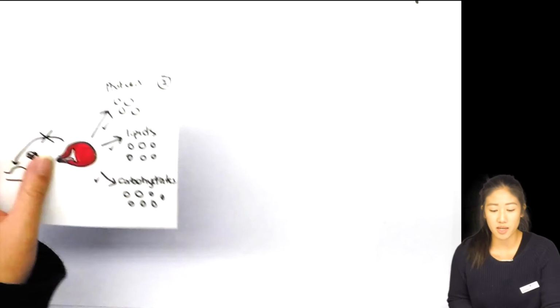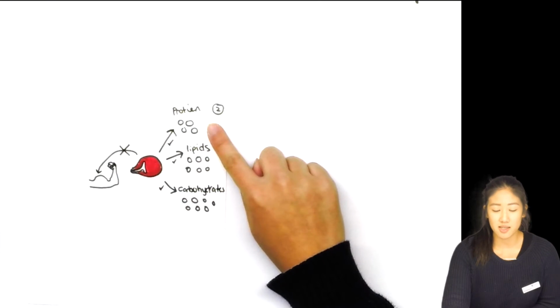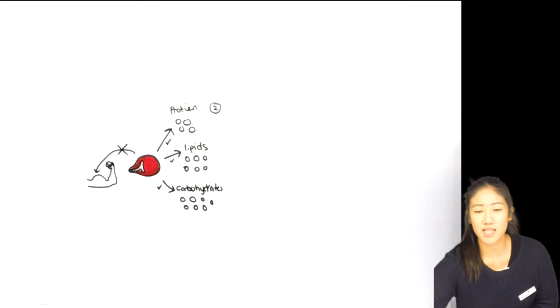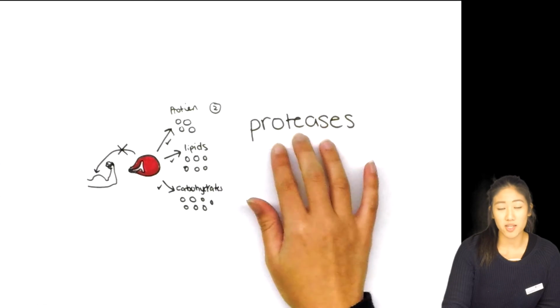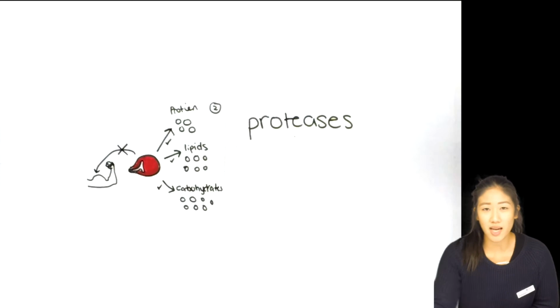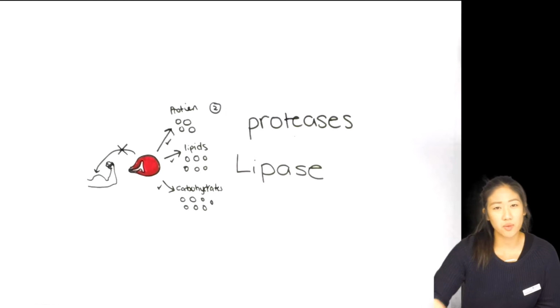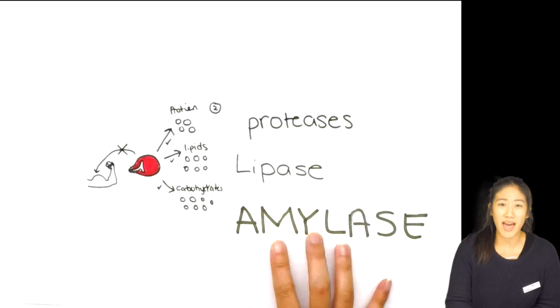Today we're going to be looking at carbohydrates. So what have we learnt so far? We have learnt about proteins, lipids, and carbohydrates. Proteins are digested by protease. Lipids are digested by lipase. And we have carbohydrates which are digested by amylase.